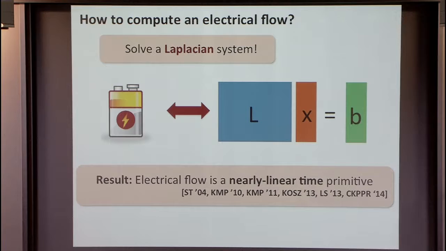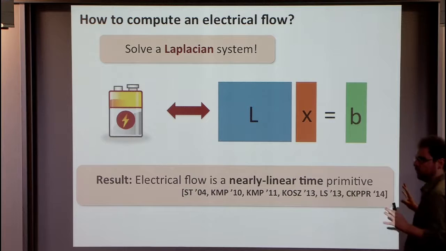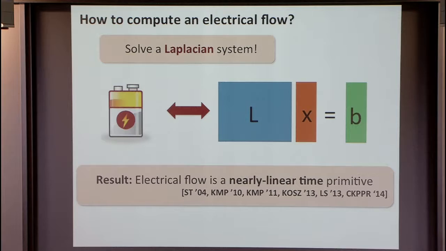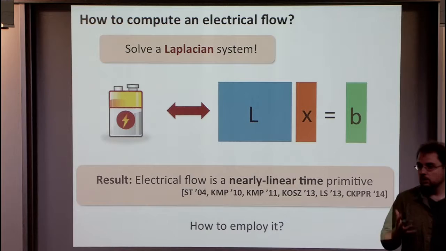When I say compute, it actually doesn't compute it exactly. You compute it up to a very high precision, but that will be enough for all of our applications. So from now on, whenever we need to compute an electrical flow, we can just do it in linear time, so it's as fast as possible. And now, this is clearly a huge hammer. Just think about it: what else in graph algorithms can you compute in linear time?